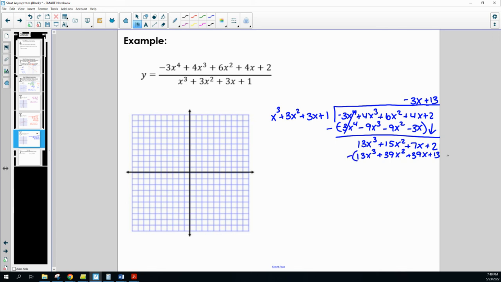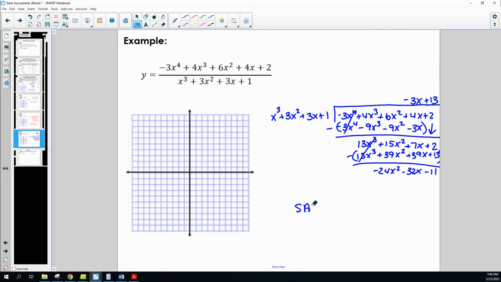And again, subtract in parentheses so we distribute that negative. 13x cubed minus 13x cubed cancels. 15x squared minus 39x squared, we get negative 24x squared. 7x minus 39x is going to give us negative 32x. And then 2 minus 13 is going to give us negative 11. Now this is our remainder. Again, we don't really care about it, so I know we just did that extra work for it. But as long as we filled in this top here, we know we're good.